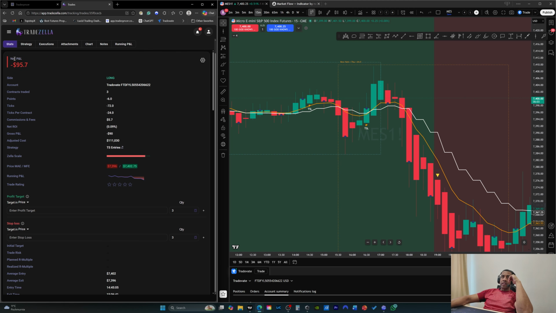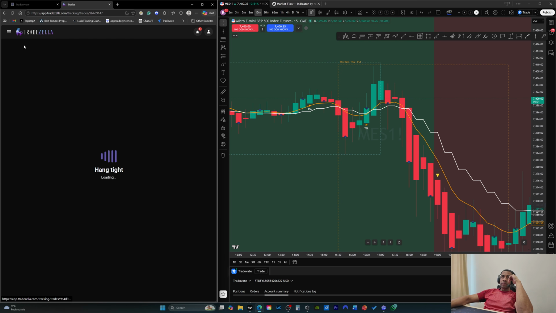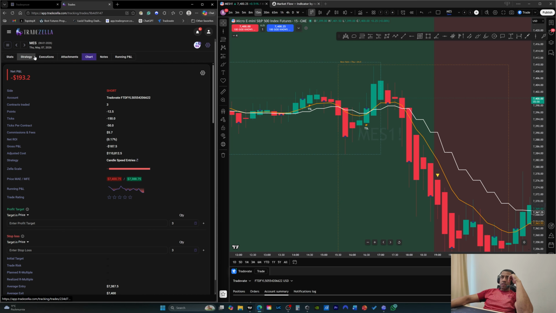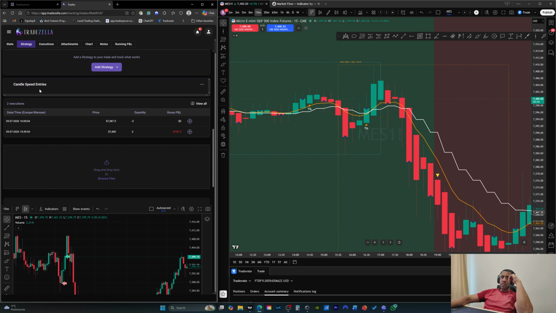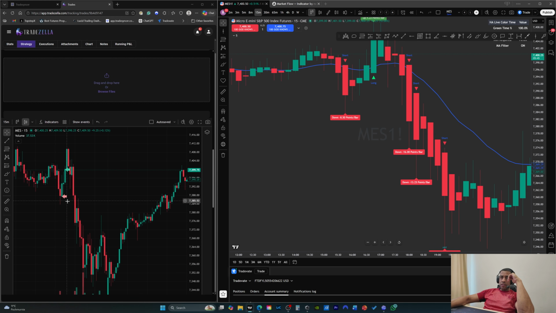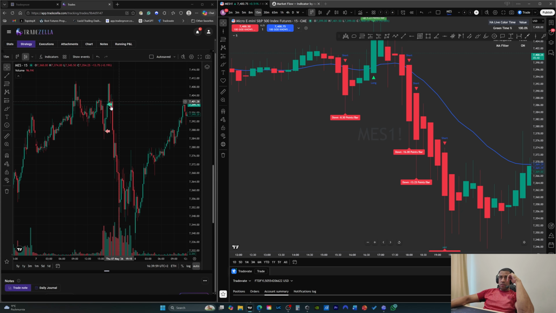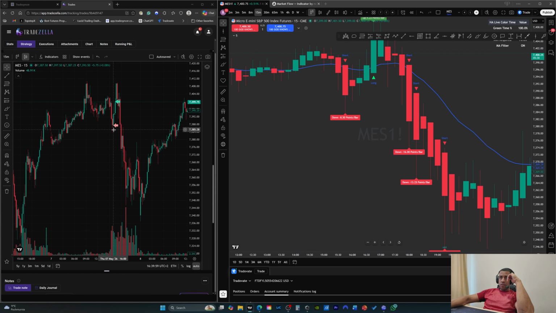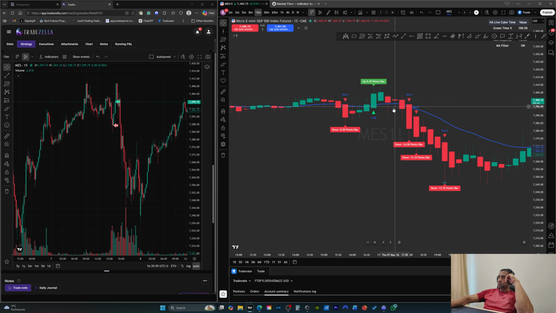The next trade was a short. What strategy is this? Candle Speed. So let's go to the Candle Speed template on TradingView, and this entry was at this candle, 1600.